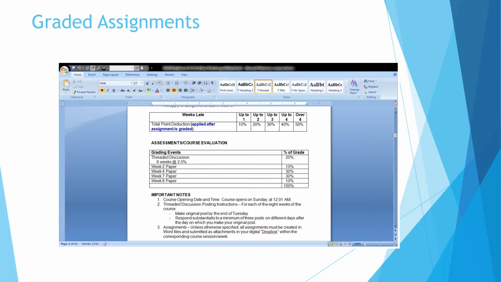So obviously the week 4 and 7 papers are worth quite a bit. They're the important ones. The week 2 paper is kind of a lower percentage because it's, again, kind of a sample, and I don't penalize you for what you don't know, but by the time you get to week 4 and week 7, I expect you to be making improvements in your writing.